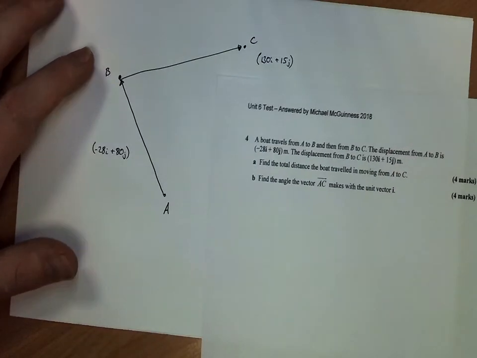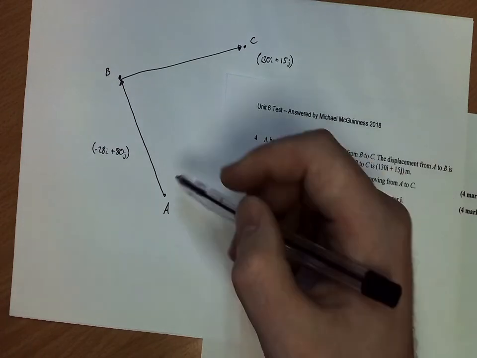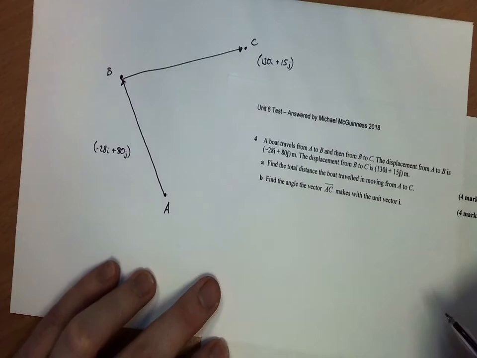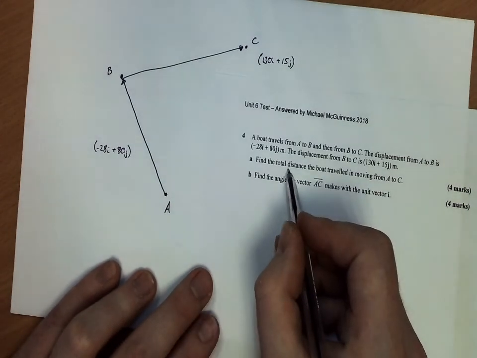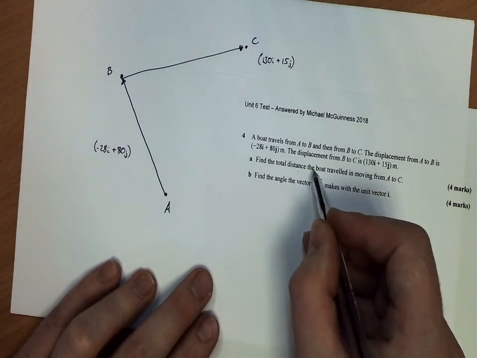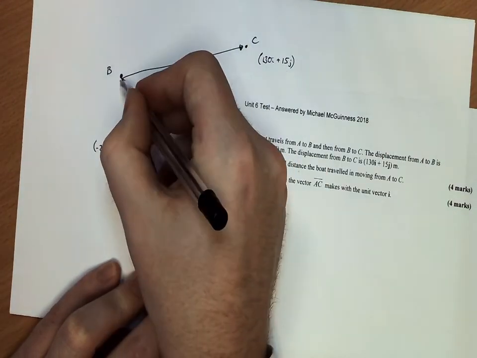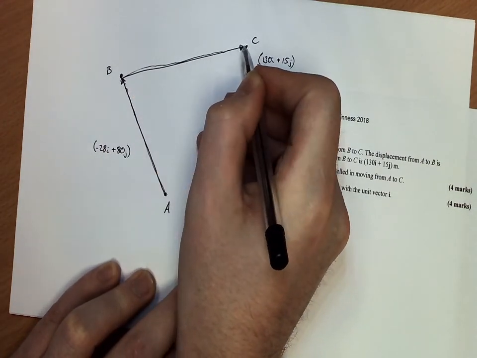When I first did this question, I did it wrong. I found the distance from A to C. I found the displacement. The question is asking for the distance of the boat. So what they actually want to know is this distance all the way to here. They want to know the path that was actually travelled.